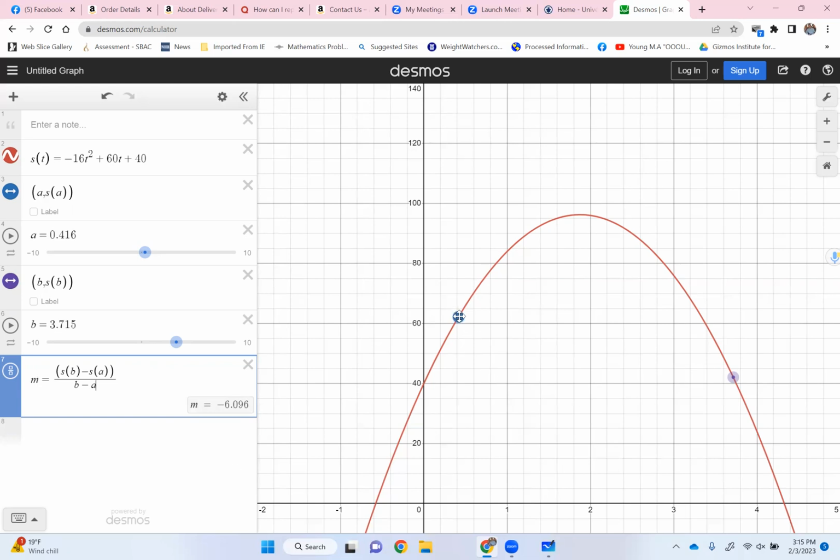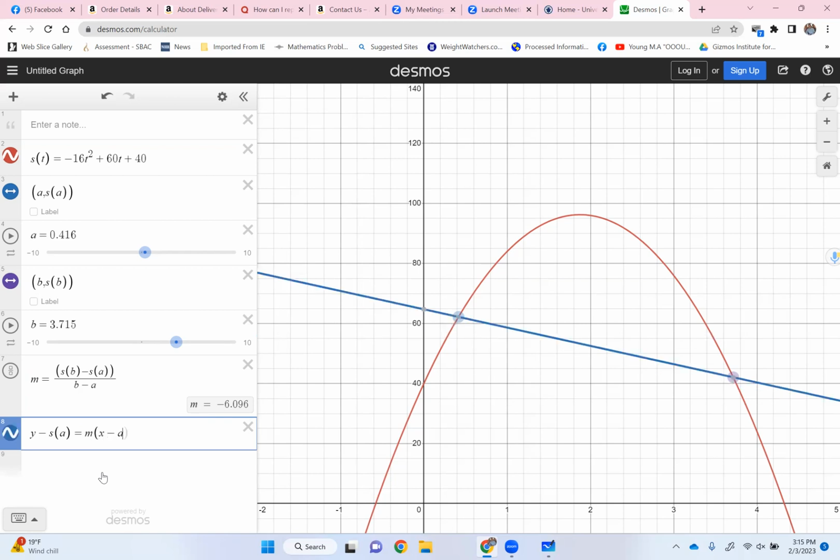So we can see that this secant line would have a slope of -6, which means the average velocity from 0.4 seconds to 3.7 seconds is -6 feet per second. Then if we want to find the equation for the secant line, we know it's y minus y1, but instead of y1, we'll call it s of a, equals m times x minus a.